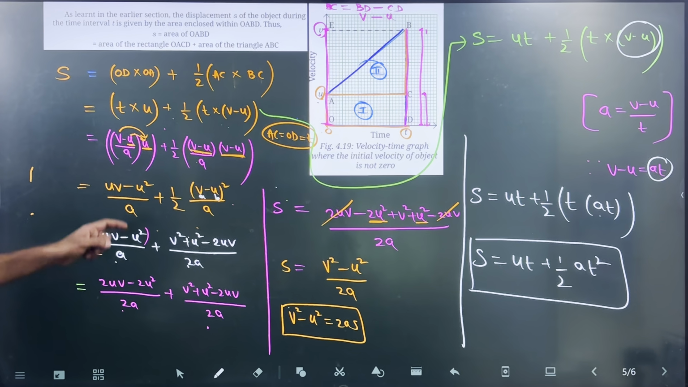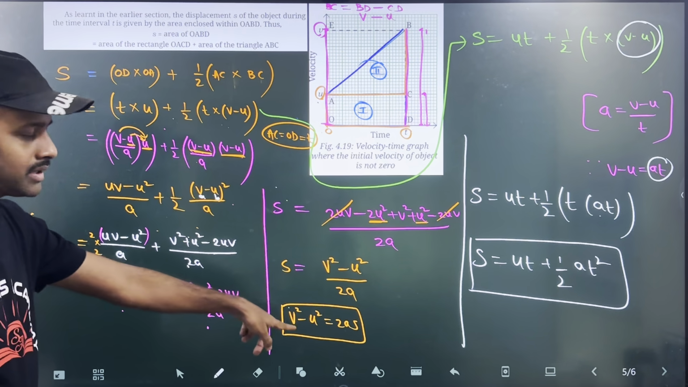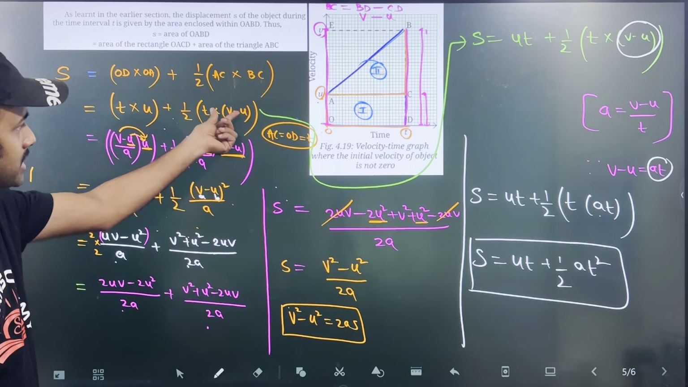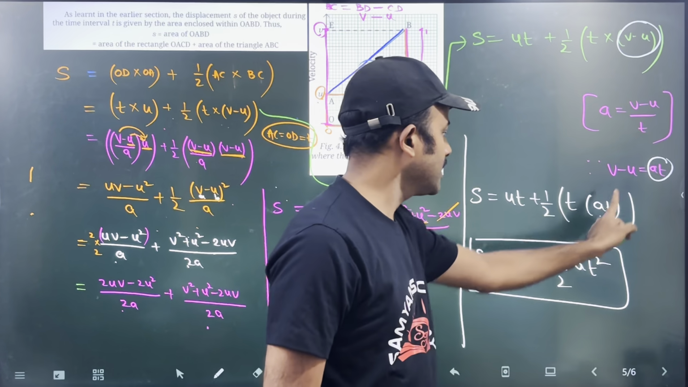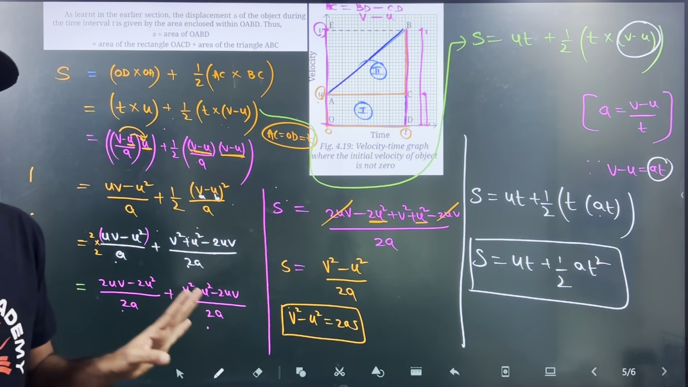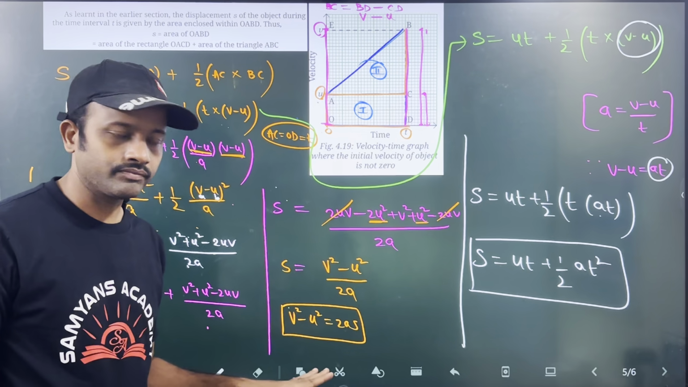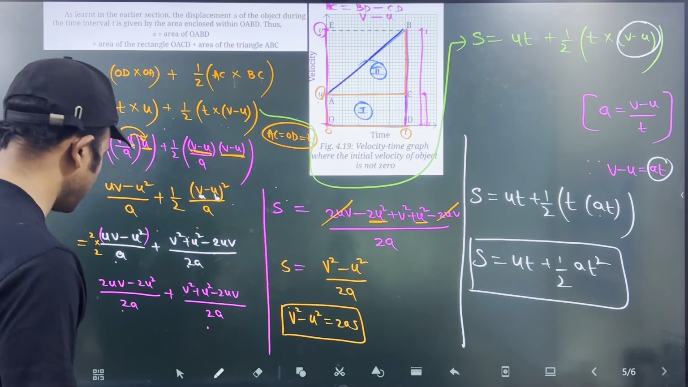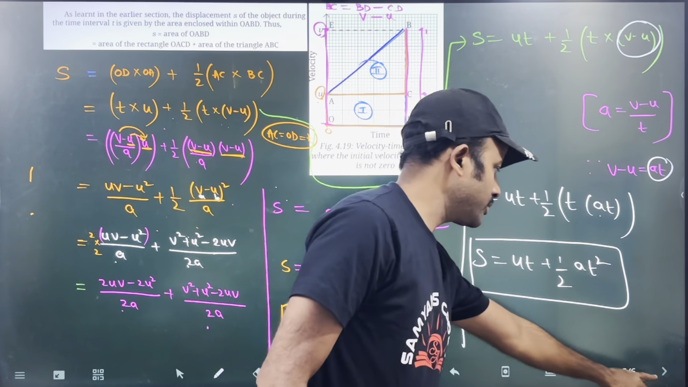If you replace the time value with v minus u by a, you will get the third equation of motion. If you replace the v minus u with at, then you will get the second equation of motion from this graph. These are the derivations of the kinematics equations. Please practice this. This is very important for your exam.